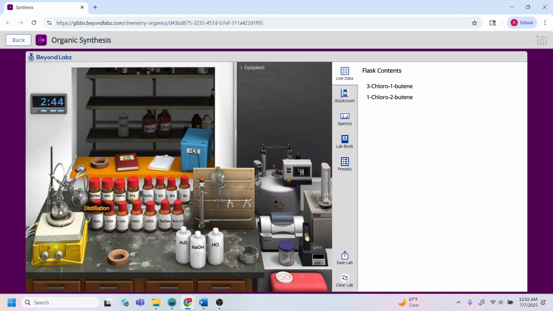And once you heat your components in the flask, one of the components will evaporate faster than the other and you will collect it in the collection flask. And this is what we want. In the collection flask, we want our product, which is the 3-chloro-1-butene. Right now in the collection flask, there is nothing. In the flask, there is both.